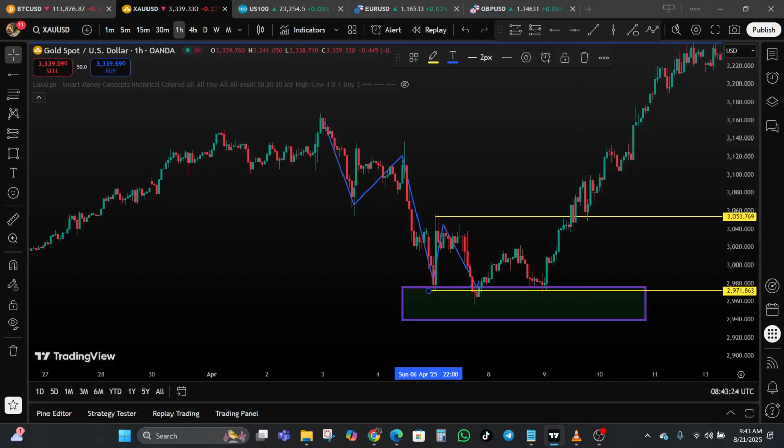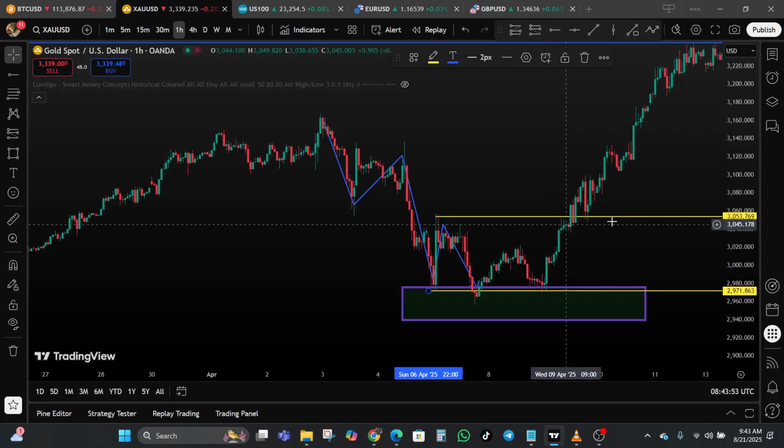So now let us talk about institutional footprints. These include order blocks, fair value gaps, and rejection blocks. On gold, these footprints are often very clear because of the high volume and strong institutional presence. An order block, for example, shows us where institutions placed large positions before driving the market in a particular direction.